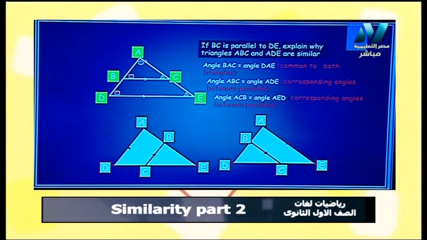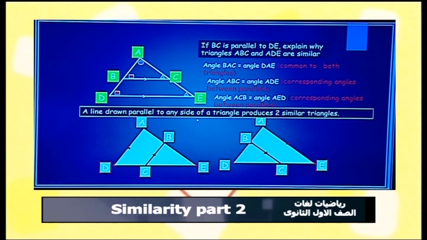We have the angle ACB equal the angle E because of corresponding angles, because BC is parallel to DE. A line drawn parallel to any side of a triangle produces two triangles. One of them is the smallest, which is ABC, and the other is the greatest, which is ADE, and they are similar. Triangles are similar.